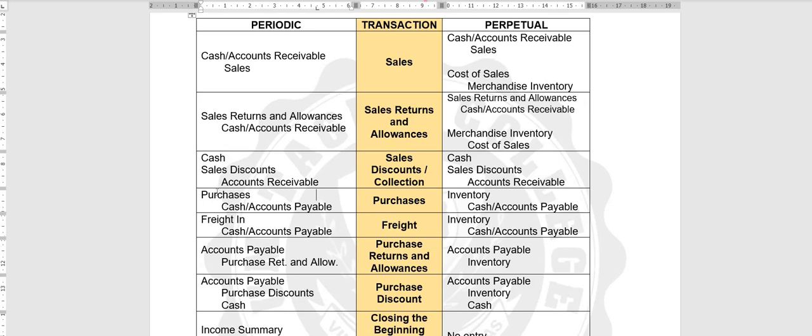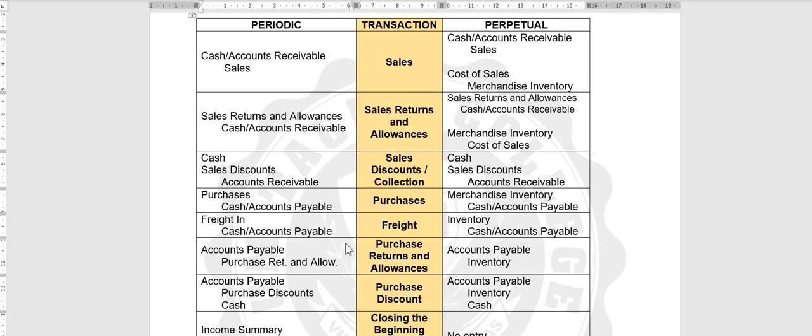For the purchases transactions under the periodic inventory system, we will use the purchases account, depending on whether it is a cash purchase or a purchase on account. The same goes for the perpetual inventory system, but take note that here, instead of debiting the purchases account, you are debiting the merchandise inventory account.